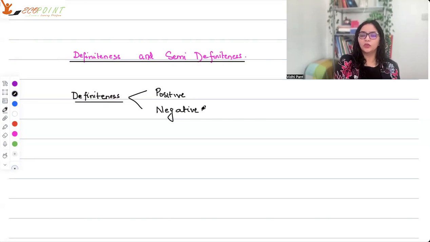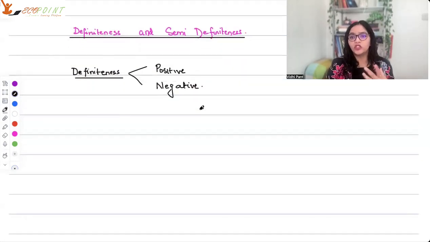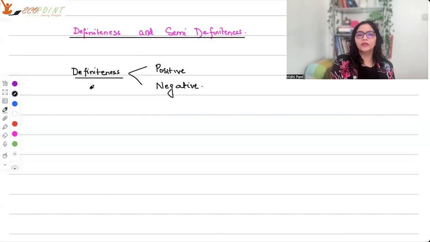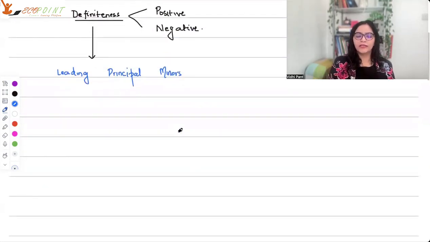What I want to teach you quickly today, or brush up with you, is the concept of how we check it. The moment the concept of definiteness seeps in, you have to look for something called the leading principal minors. Now, what are leading principal minors? For that concept, we need a matrix for an example.